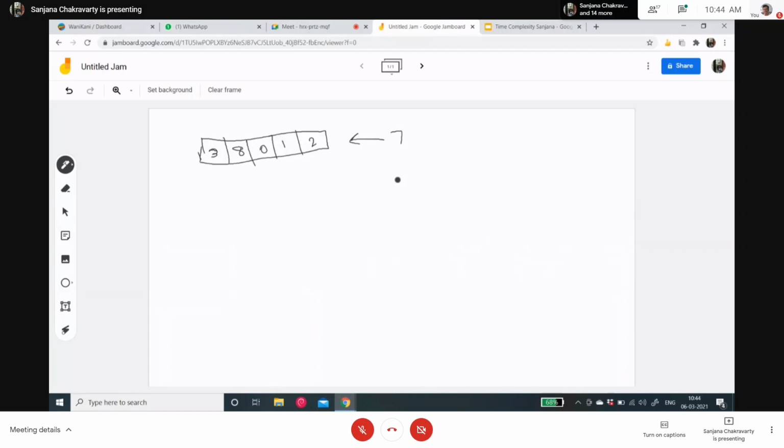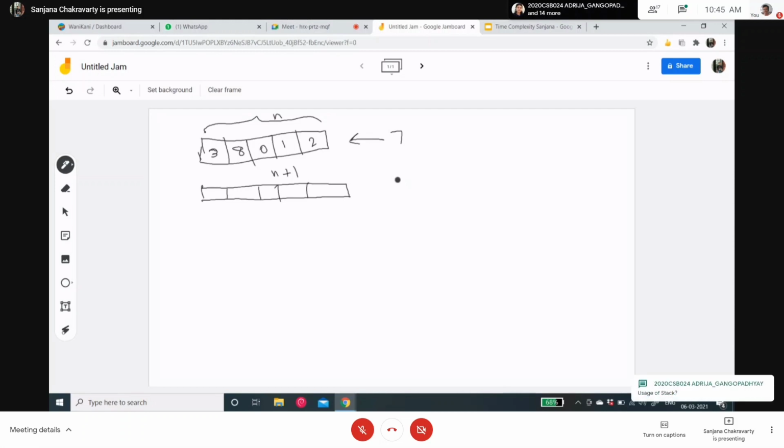Okay, so I'm going to take a wrong answer. Suppose this array has n elements. I'm going to make another array which is going to have n plus 1 elements.